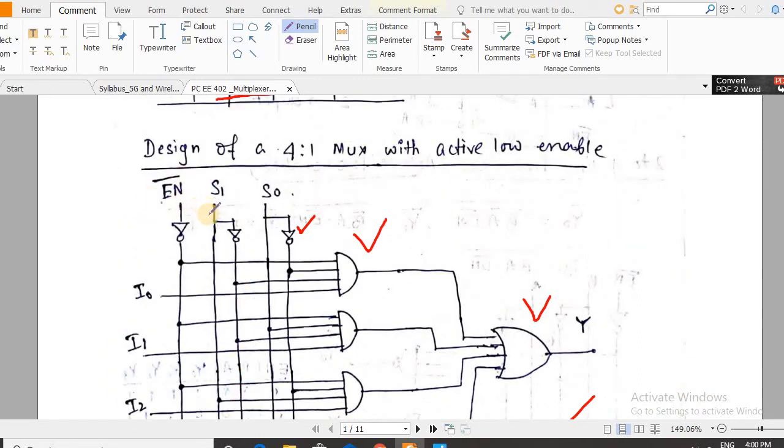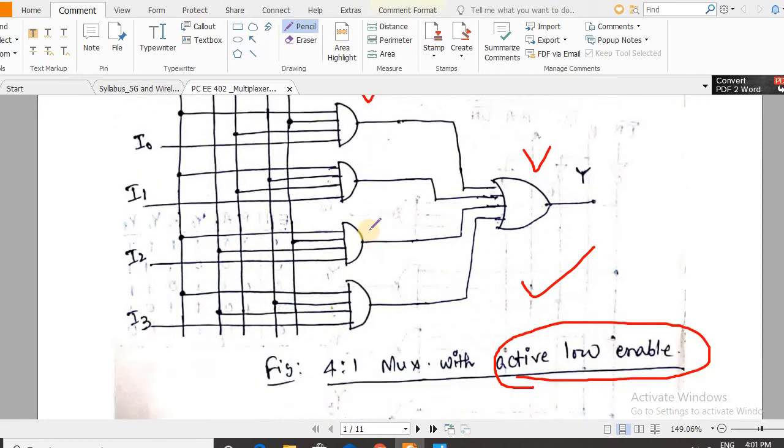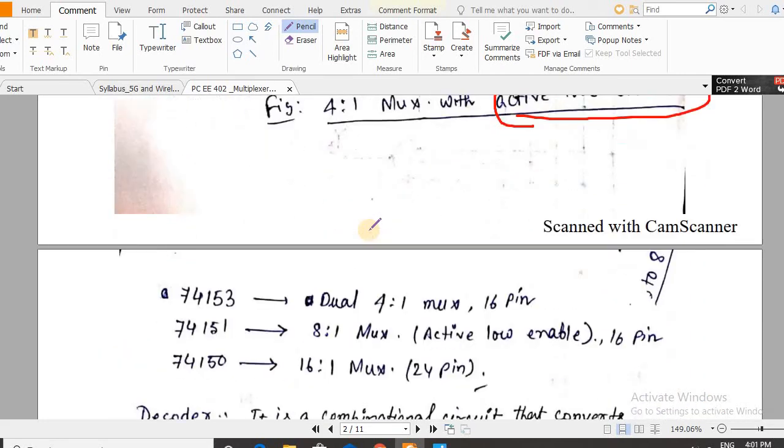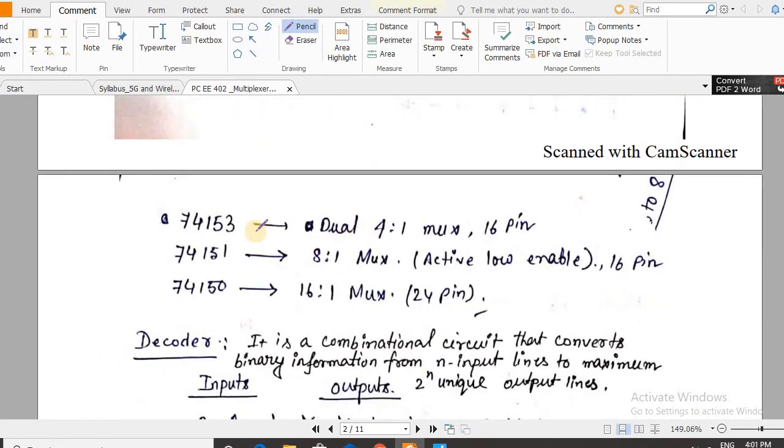In some cases the enable will activate at 1, that means at high. In that case, the bar sign, this complement sign, will not be there. So this is a 4x1 mux, and for an example, commercially 74153 is an example of a dual 4:1 mux. That means in a single IC there will be two 4x1 muxes.